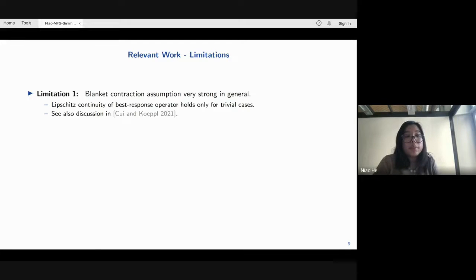Similar observations have also been made in this other paper. So a natural question here is, can we get rid of these very strong contraction assumptions?